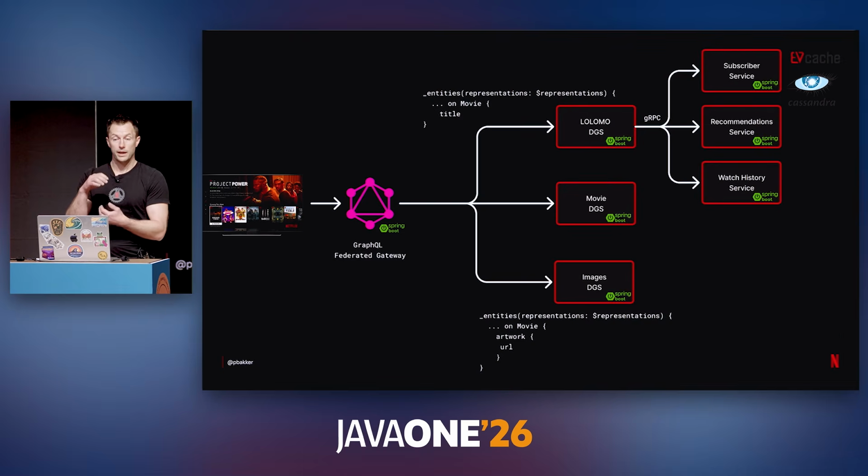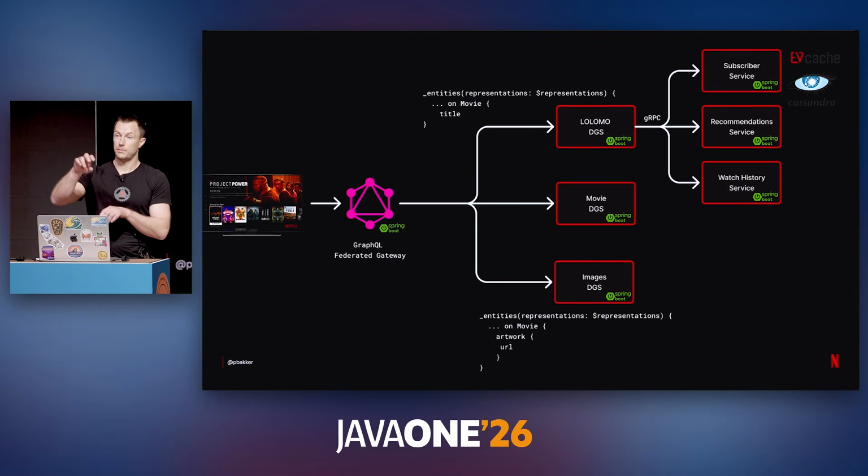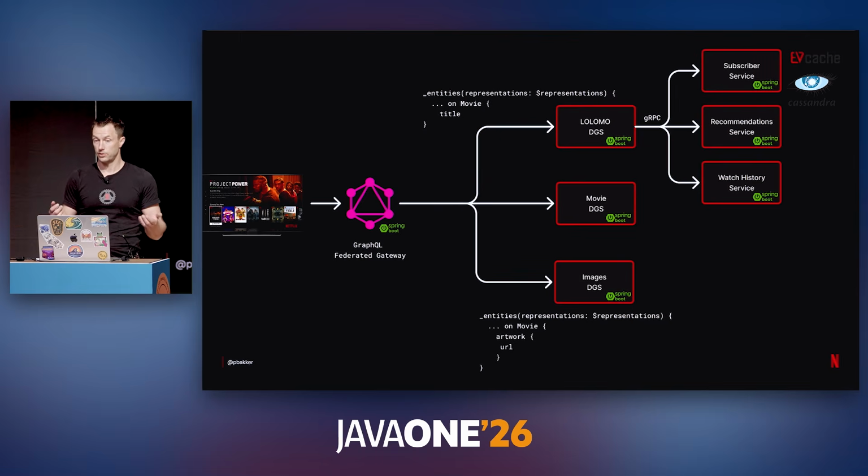And in this gateway, based on the federation spec, we will see, okay, this part of the query can be handled by this microservice, this other part of the query needs to go to another microservice, and that is where the first fan out happens to these different backend GraphQL services. These GraphQL services, we call them DGSs, domain graph service, but it's really just a Java microservice that does GraphQL.